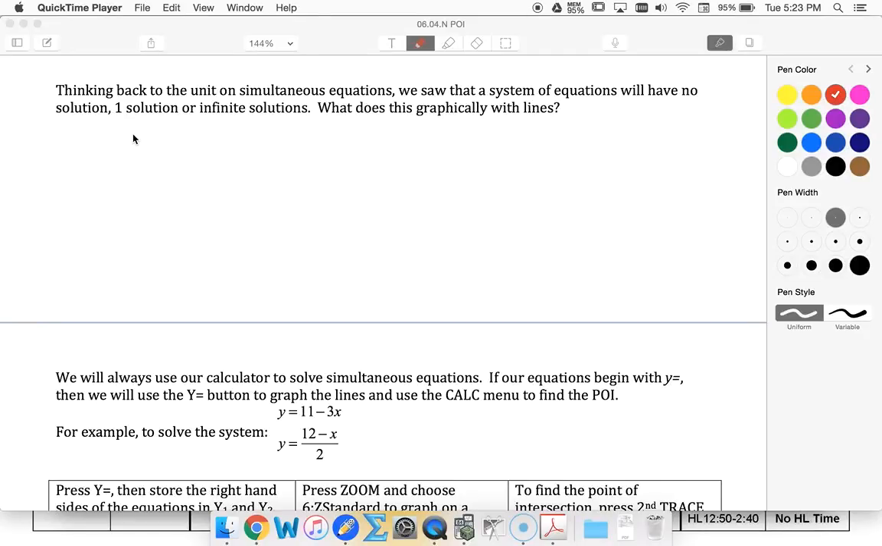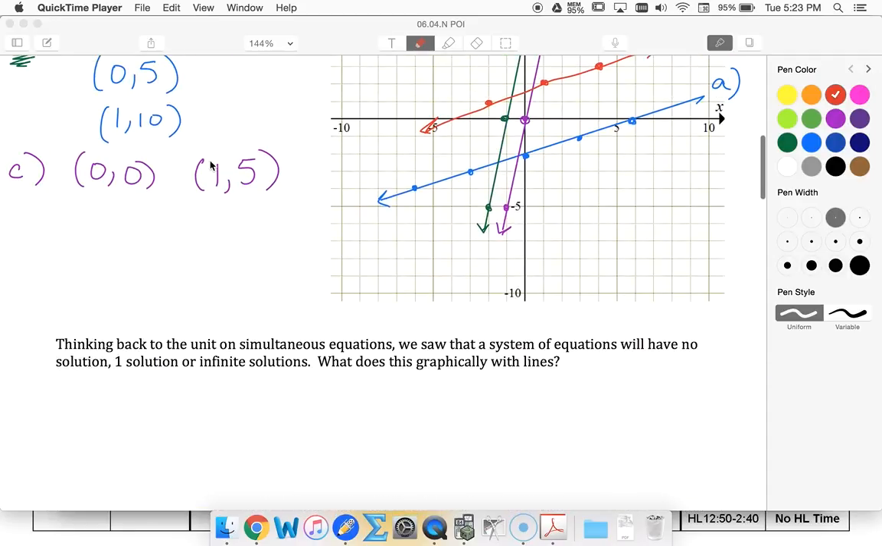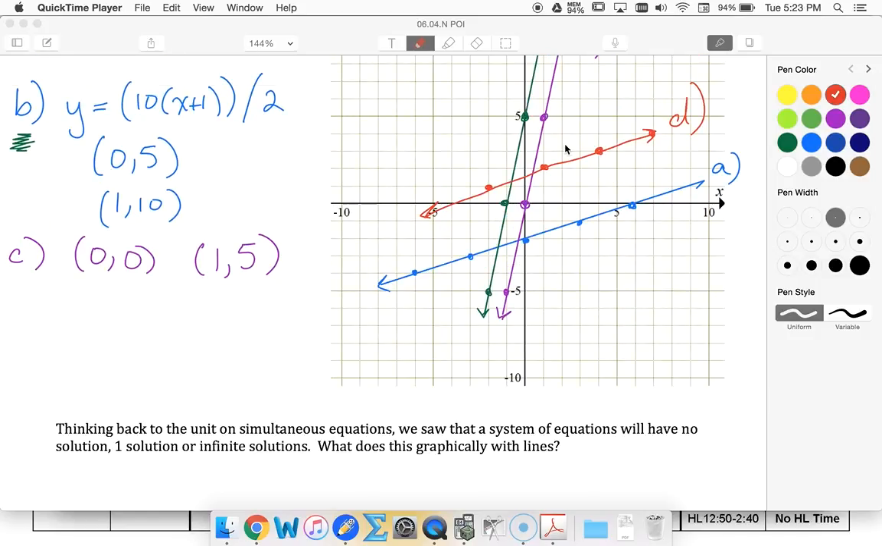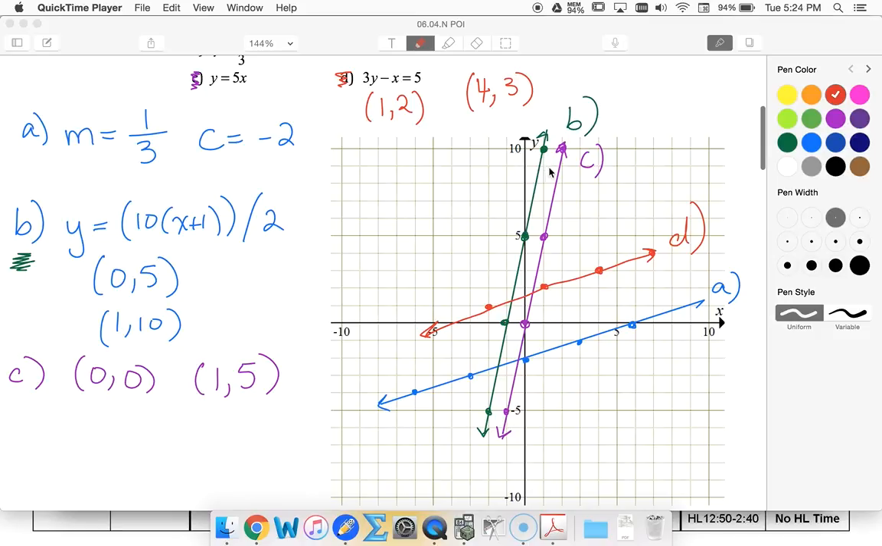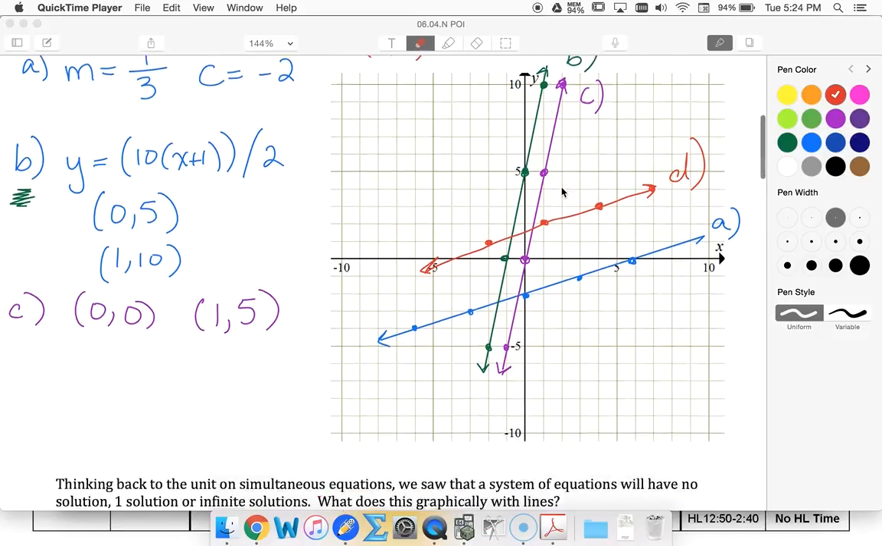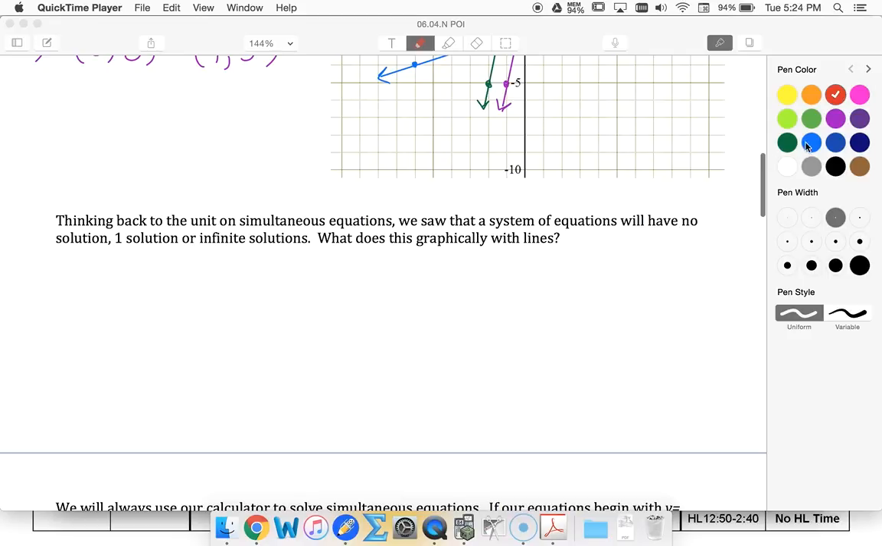All right, so earlier in your algebra unit, you looked at solving simultaneous equations. So now if I think about graphing lines, two lines are going to either not intersect at all, as is the case with D and A and B and C, or they'll intersect in one point, or they'll be right on top of each other. So lines B and C were really close to being on top of each other, which would have meant there was infinite solutions. So we've got three different things that can happen with lines.